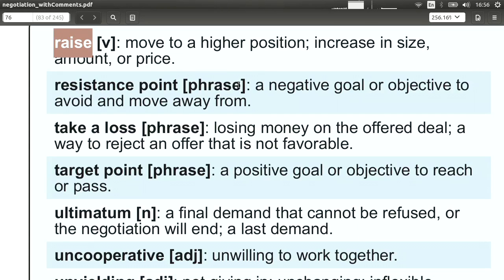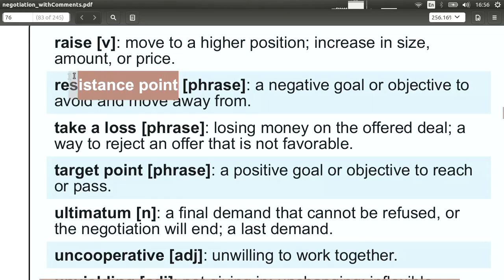Okay, raise, of course, means to make higher, to increase. And here we'll be talking about raising the price or raising the offer or raising something, changing something to be higher. And you use this when you're speaking. I need to raise my price or I need to raise the requirement.